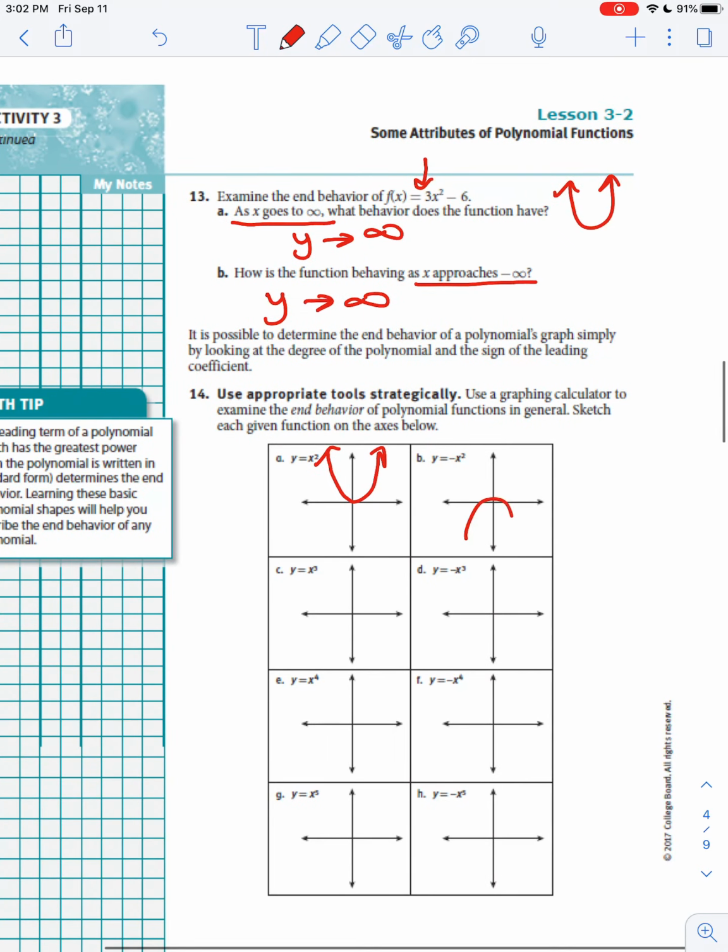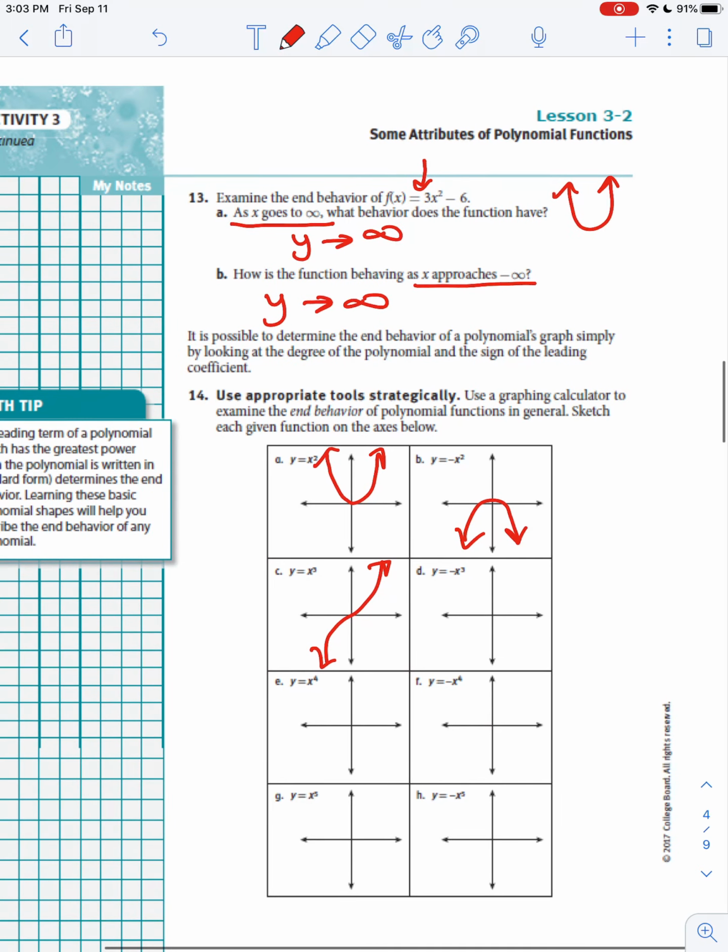And when it's negative x squared, well, then that U is upside down. That we should already know. Now, next we have our cubics. So if the cubic lead coefficient is positive, then our graph is going to increase from left to right. If it's a negative coefficient, it's going to decrease from left to right.